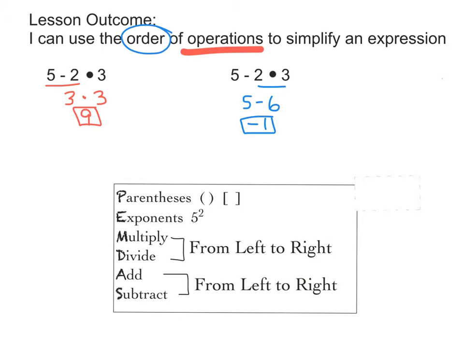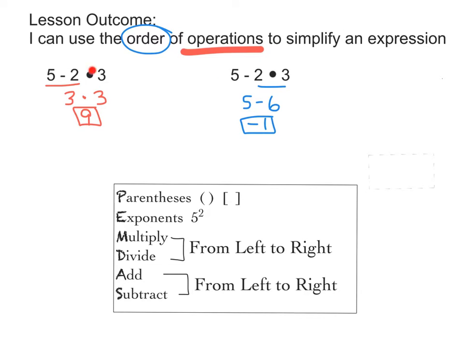Well, here it is. Parentheses or brackets, it can be parentheses or it can be brackets, any of those types of things. Always whatever's in them happens first. We didn't have any brackets or parentheses in our example up here. Exponents would come second, so 5 to the second power, we would need to do that. Then we multiply or divide, and I say or divide. You don't always multiply before dividing, but you multiply or divide from left to right. And then we add or subtract, again, from left to right.